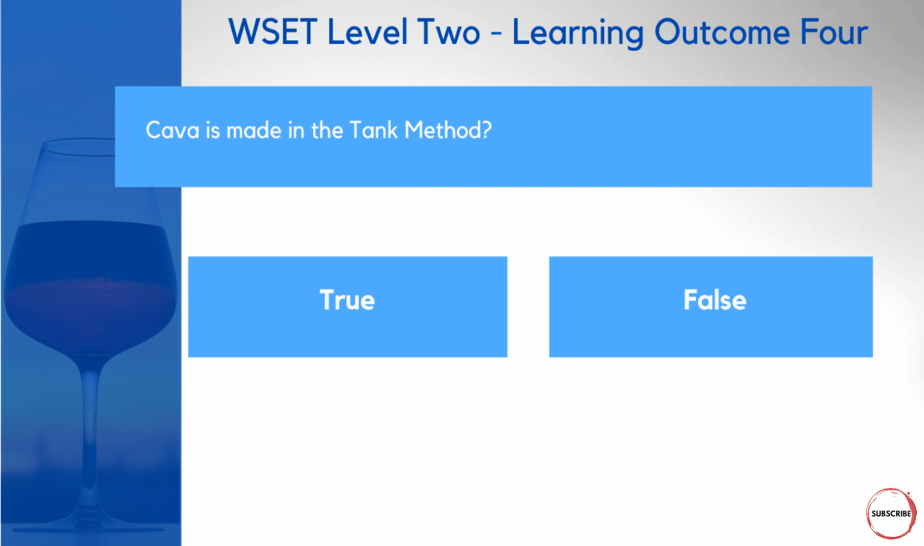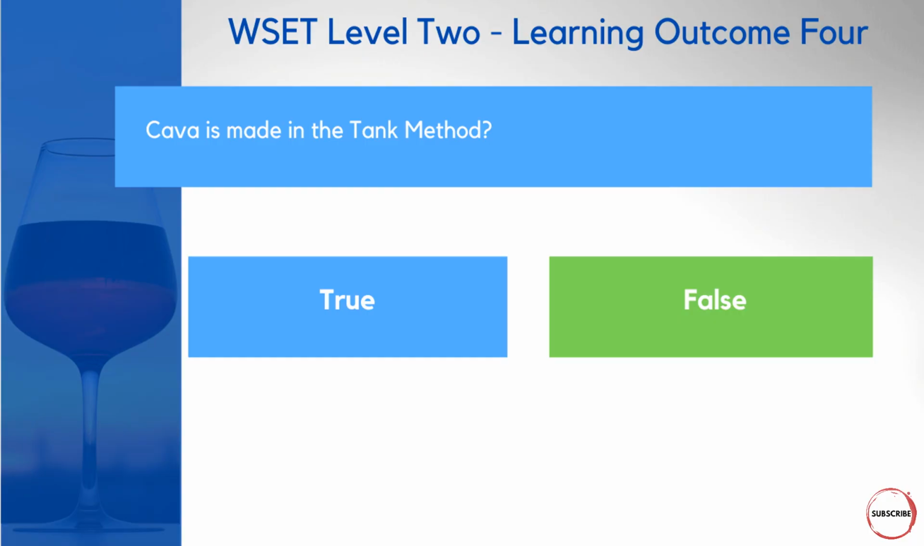So let's look at a true or false example here. Cava is made in the tank method. Is that true or is that false? Now, Cava is something I absolutely love, and one of the reasons for that is it's very accessible price-wise, but it's made in that more expensive traditional method that champagne undergoes. So I really love Cava because it is not made in the tank method, that's false, but you still get some of those more complex aromas that I really enjoy in a sparkling wine.